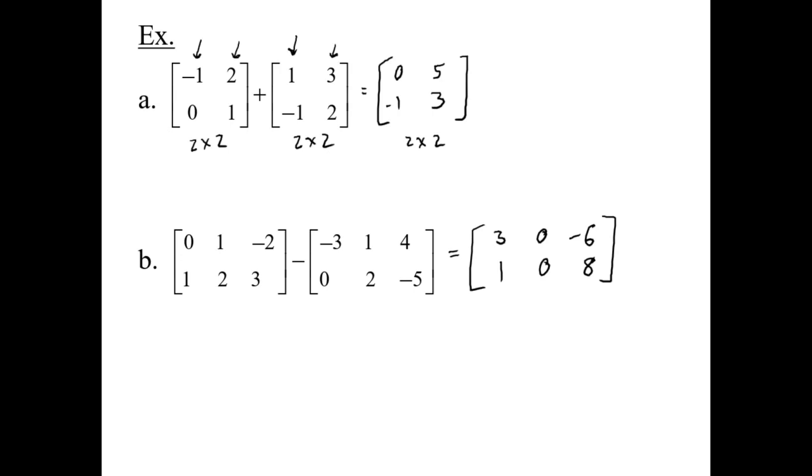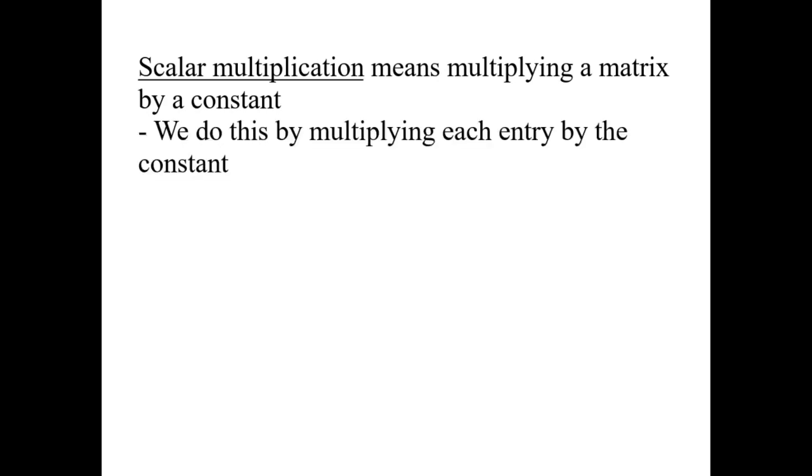We also want to talk about scalar multiplication, right? Scalar multiplication means multiplying a matrix by a constant. Again, we've had this conversation when it comes to vectors, and just like with vectors, multiplying by a scalar just means every entry inside gets multiplied by that scalar, whatever that happens to be.